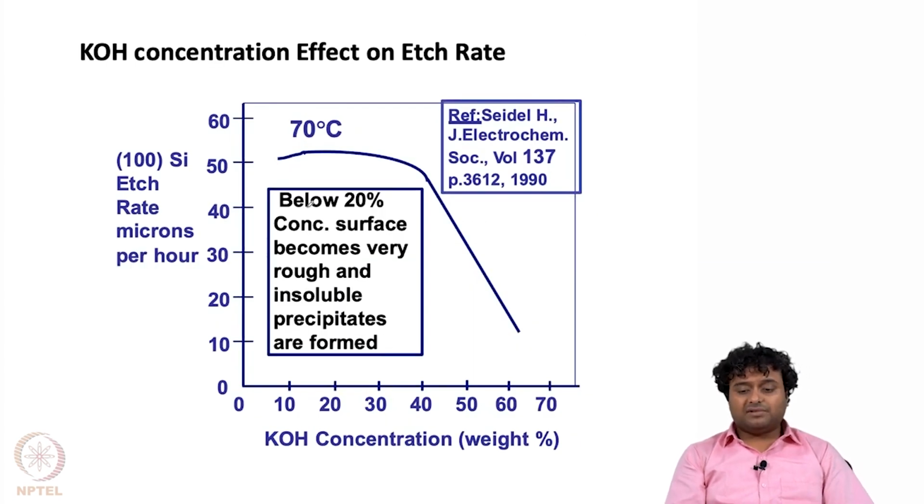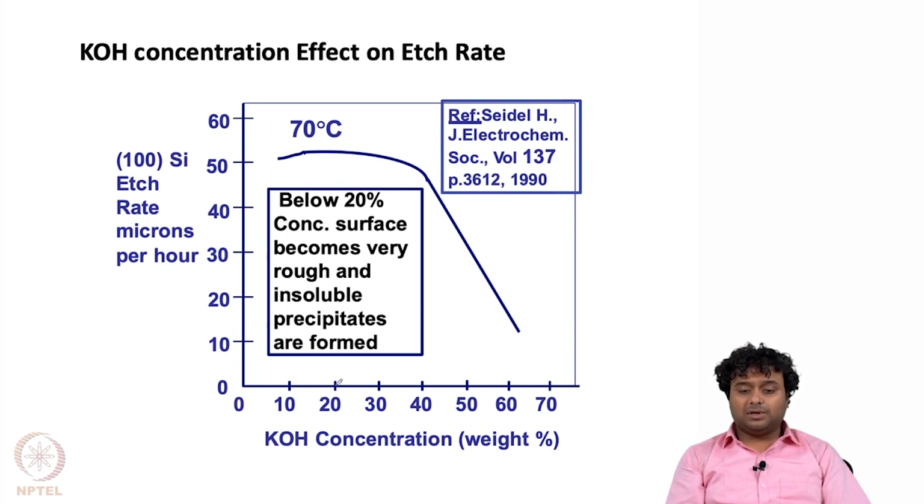Now this graph is showing how the etching rate in the 100 plane of silicon changes with KOH concentration. As we can see according to this graph, for lower concentration we have a very high etching rate, right. It does not change much till a certain concentration, but after that it drops down very fast, right. So below 20% concentration the surface becomes very rough, and insoluble precipitation is also formed.